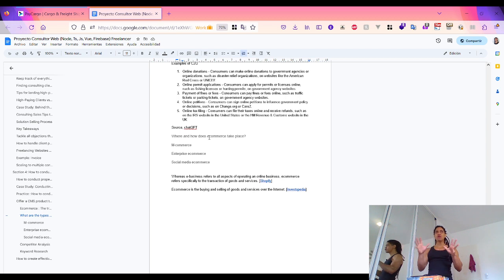So now that I know all of these ways of how you can trade goods and services among these different actors, the government, business, and consumers, now I can look at where this takes place: in mobile e-commerce most of the time, enterprise e-commerce, or social media e-commerce.